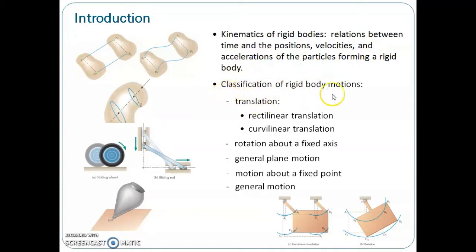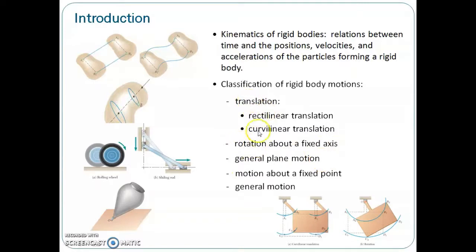So for rigid body motion, again, we have translations, rectilinear translation and curvilinear translation. We also have rotation about a fixed axis and general plane motions. These three are our main focus. Of course, we have other types of motion which do not fall into here, general motion or motion about a fixed point, but our focus here is translations, rotation about a fixed axis, and general plane motions.